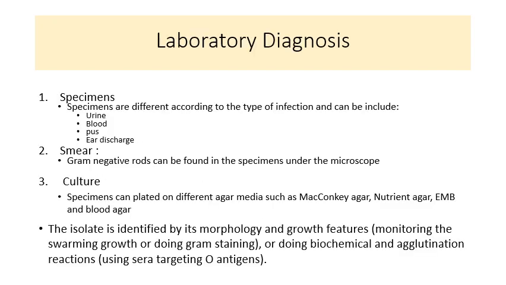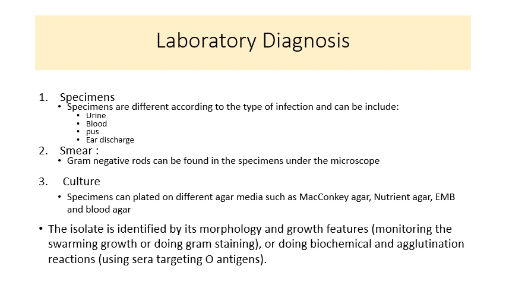For laboratory diagnosis, starting with specimen collection, it depends on the type of infection caused by Proteus. The specimens can be urine, blood, pus, and also ear discharge. Smear as a second step, gram staining. We can do gram staining and test the smear under the microscope, and in the case of Proteus infection, gram-negative bacilli can be detected in the specimens.